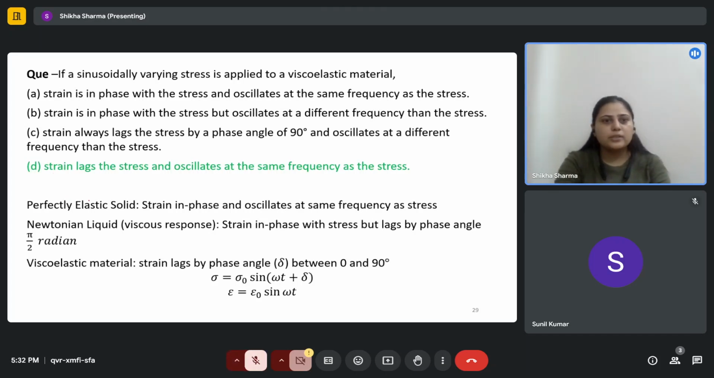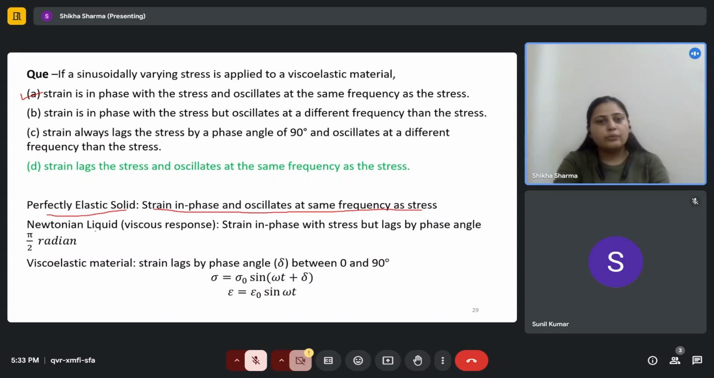What happens is, in a perfectly elastic material, the strain is in phase with the stress and oscillates at the same frequency as the stress, which is option A. So in option A, the strain will be in the same phase with the stress and oscillate with the same frequency. That is for perfectly elastic solids, not for the viscoelastic material.